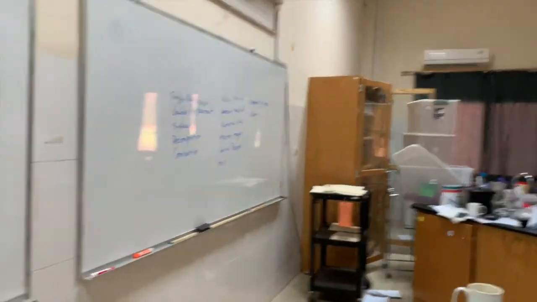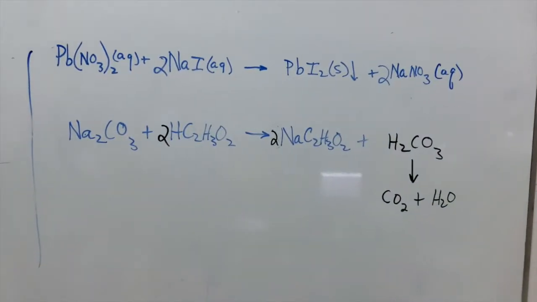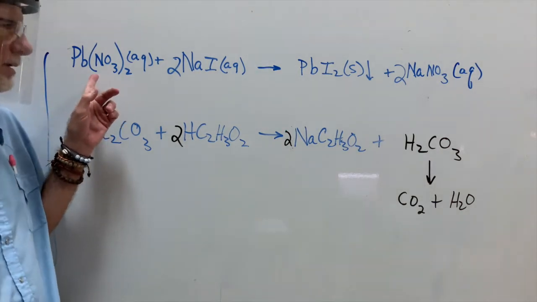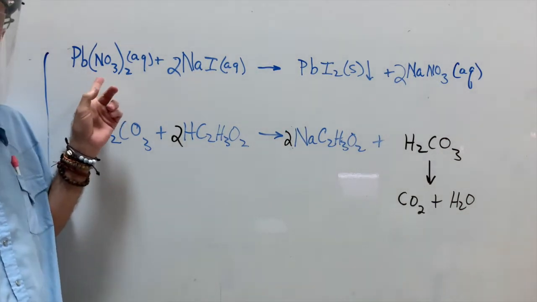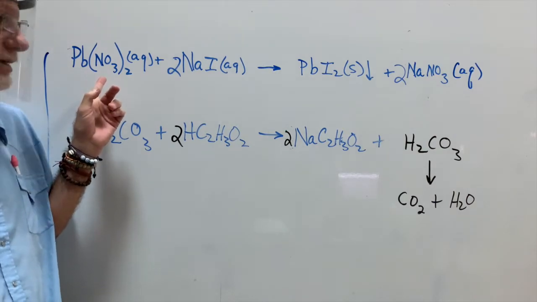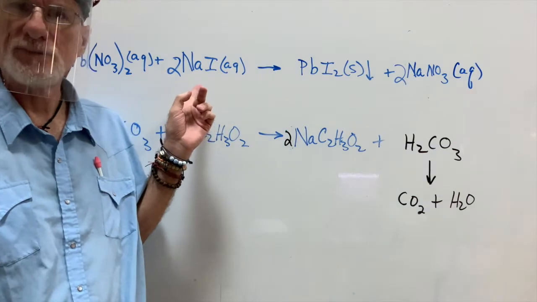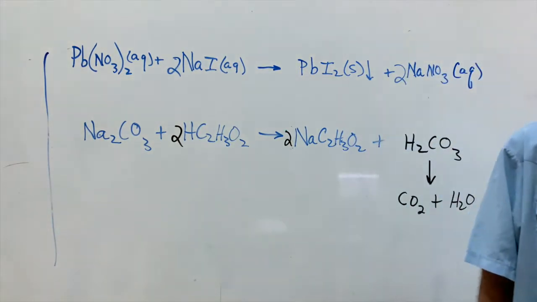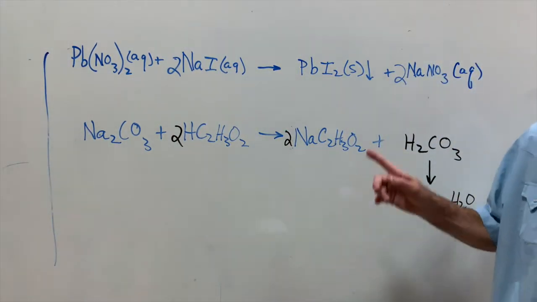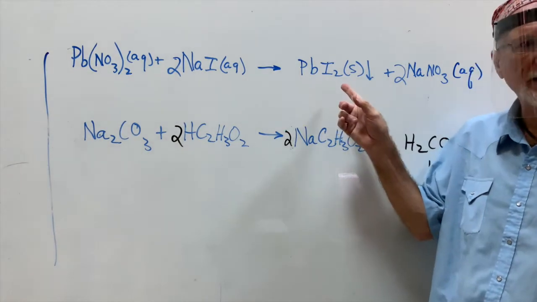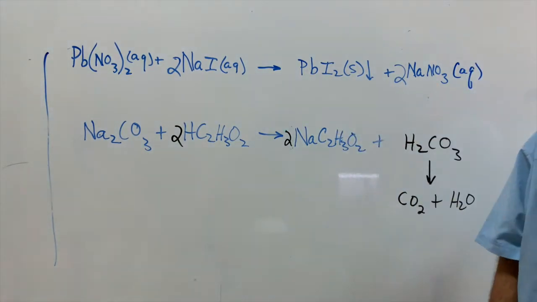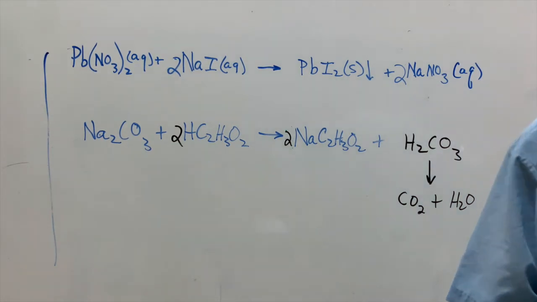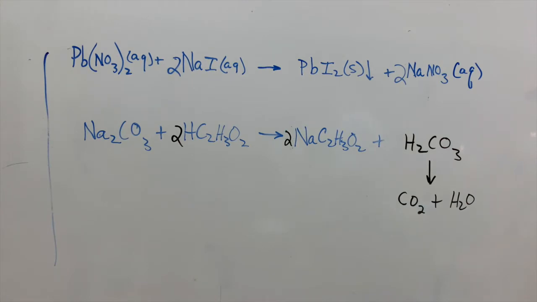So what we did was, let's just review. We took an aqueous solution of lead nitrate. We combined it with an aqueous solution of sodium iodide, and we produced lead(II) iodide and sodium nitrate. Clear? Okay? And now, let's see if there's any signs of it settling.